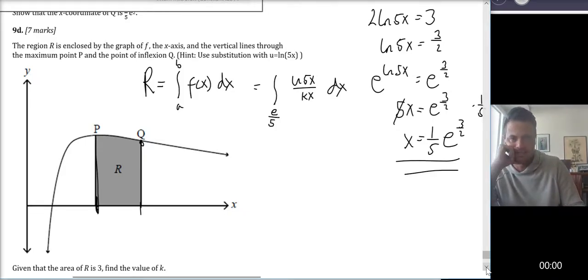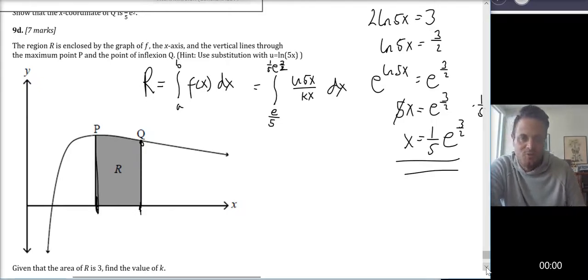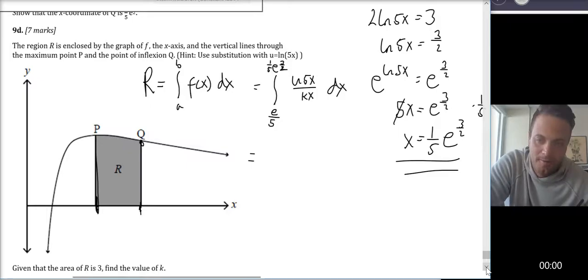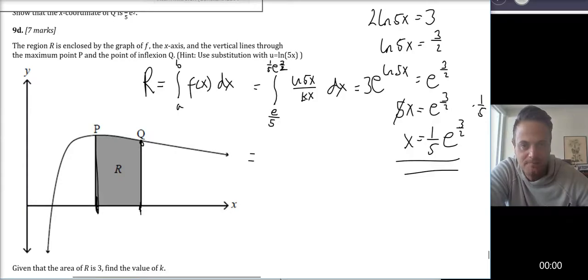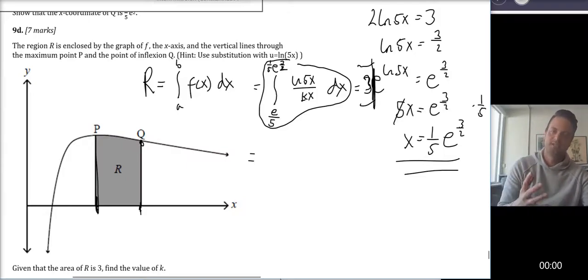And the upper limit is the x coordinate Q, which is 1 over 5 times e to the power of 3 over 2. So if I manage to calculate this messy thing here, I would find R. But let's do this first. And then the task is to find k. And we know that this should be equal to the number 3. But let's concentrate on this first. Try and calculate this. Then I should find what k must be if this is equal to 3.